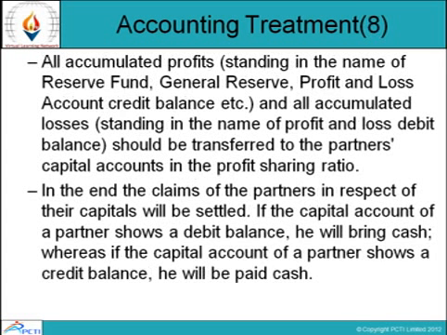Now accounting treatment 8, all accumulated profits standing in the name of reserve fund, general reserve, profit and loss account credit balance, etc., and all accumulated losses standing in the name of profit and loss debit balance should be transferred to the partners' capital accounts in the profit sharing ratio. In the end, the claim of the partners in respect of their capital will be settled. If the capital account of a partner shows a debit balance, he will bring cash. Whereas if the capital account of a partner shows a credit balance, he will be paid cash.